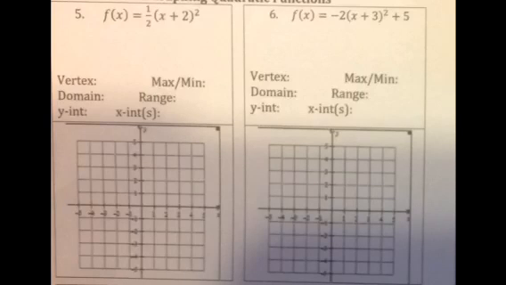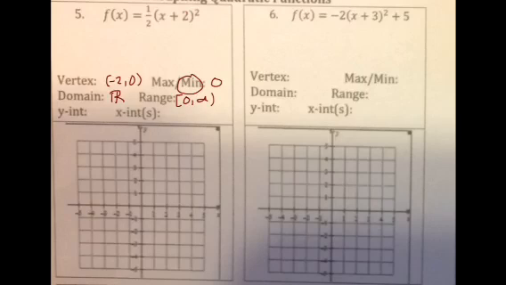Alright, so number 5, you have another vertex form quadratic. The h is -2 and the k is 0 because there's nothing here. So that's your vertex. Let me just write it out right here, -2, 0. It concaves up, so it has a minimum value of 0. And the domain is all reals. And the range is from 0 to infinity.